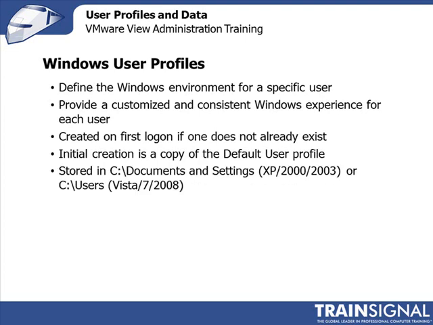The Windows user profile is stored locally on the C drive of Windows systems. And depending on which operating system you're in, it could be stored in the C Documents and Settings or in the C Users folder. This change was made in the Vista and 2008 operating systems and later versions.